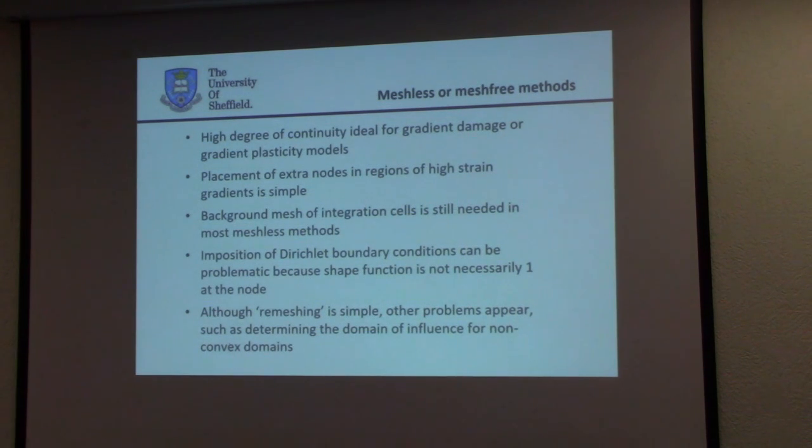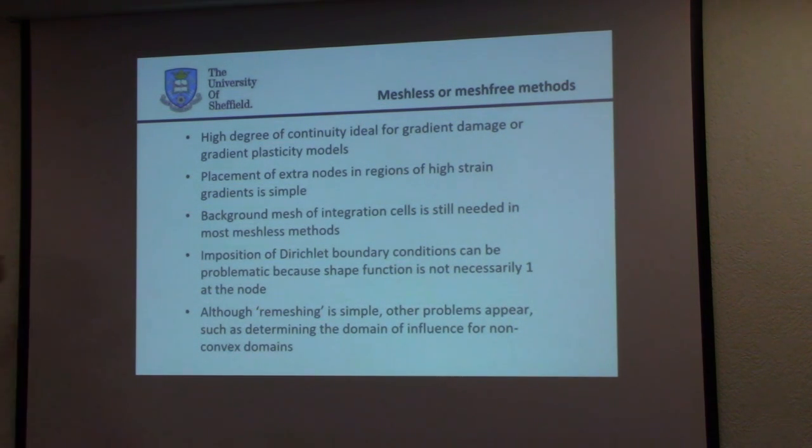Refinement, a local refinement, is extremely simple. You just put in some nodes, the shape functions come with them, and you're done. Most of the methods, and I emphasize most of the methods, need a background cell for the integration of the integrals. There are some schemes which have a nodal integration, so which have integration at the nodes. But this may not always be that accurate. So Gaussian type integration with background cells is usually to be preferred.